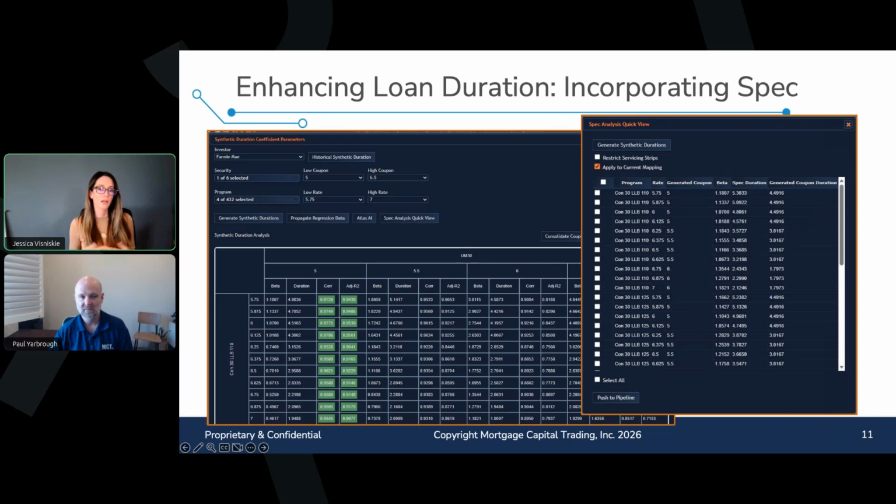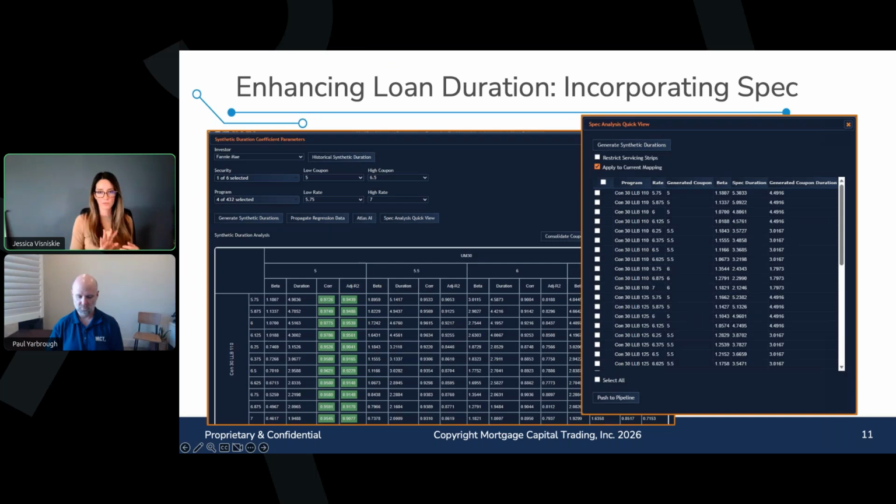We are updating the underlying durations in MCT Live every morning. So it would make sense to do this analysis, recalculate durations, and re-push into your model every morning. It just takes a few seconds, but that's the best way to make sure that you have the most current spec durations on the platform. There's a couple of different ways to think about it as well.